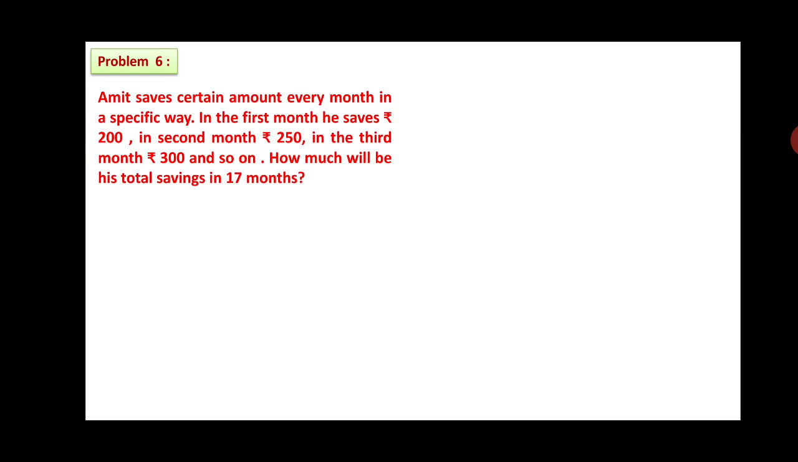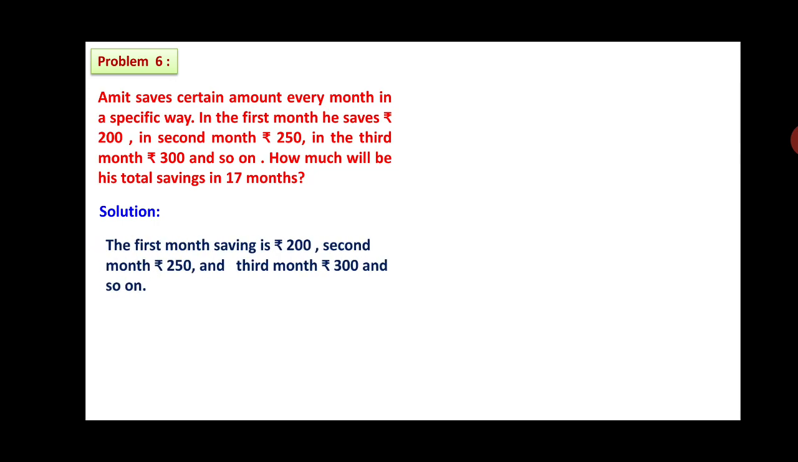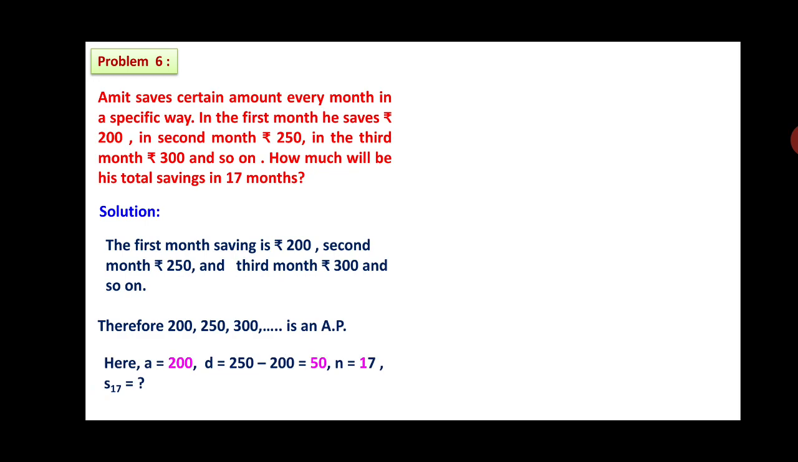Let us consider the next problem, number 2 of this question number 4 and 5. Problem 6. Amit saves a certain amount every month in a specific way. In the first month, he saves rupees 200, in the second rupees 250, and in the third month rupees 300, and so on. How much will be his total savings in 17 months? Friends, we'll start: the first month saving is rupees 200, second is 250, and third is 300, and so on. Therefore, 200, 250, and 300 is an AP. Here, A is equal to 200, D is equal to 50 and N is equal to 17.